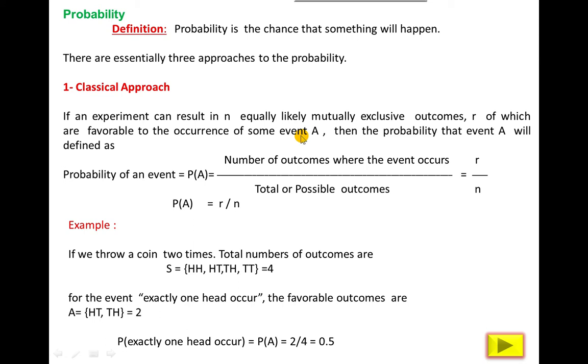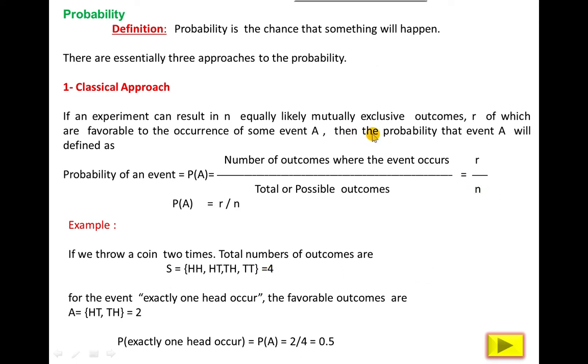and we always find the probability of an event. In the same example, suppose the event is exactly one head occurs. The favorable outcomes are HT and TH. There are 2, so this 2 is small r. In the formula of probability we use the number of outcomes: how many outcomes in the sample space, how many outcomes in the event. We write the number of outcomes of the event in the numerator and the number of outcomes of the sample space in the denominator.